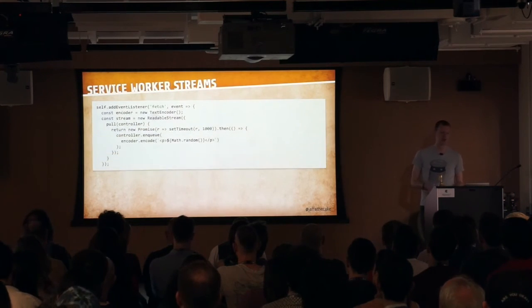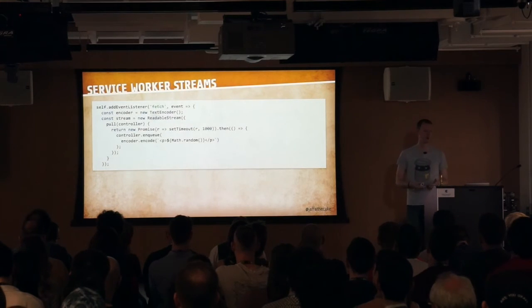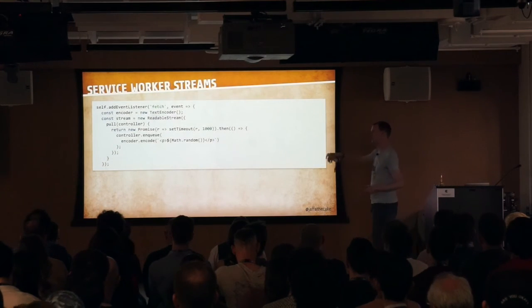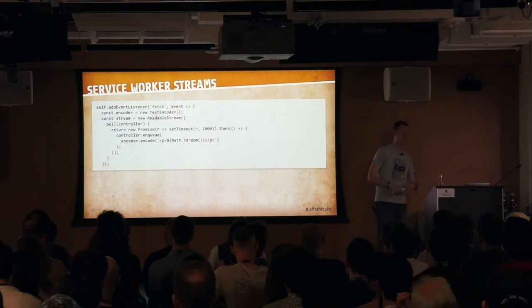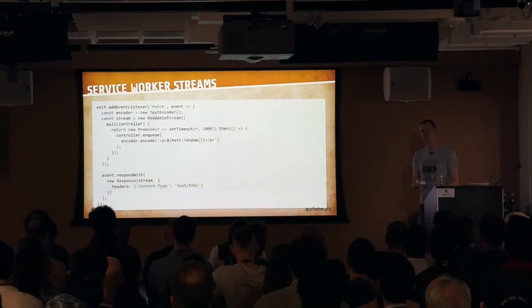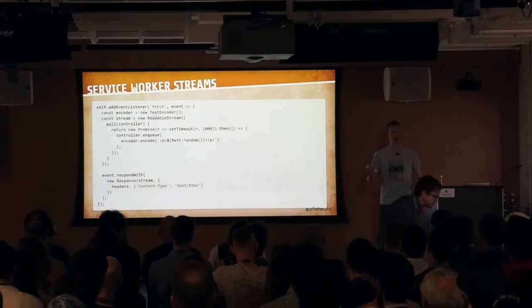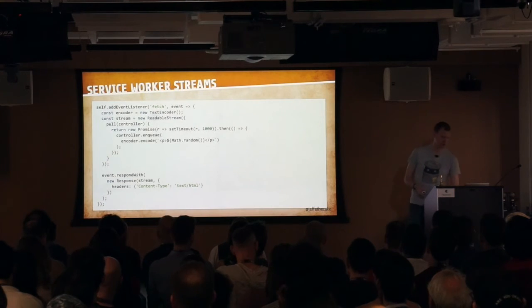It's going to wait a second, and it's going to push a paragraph to the stream containing a random number. And in there you can see encoder.encode, which will take that stream and convert it into a byte array. Now I'm going to create a response. The first argument of a response is the body, which can be a string, it can be a blob. Here it's a stream, and I'm saying, hey, the headers, this is an HTML resource.